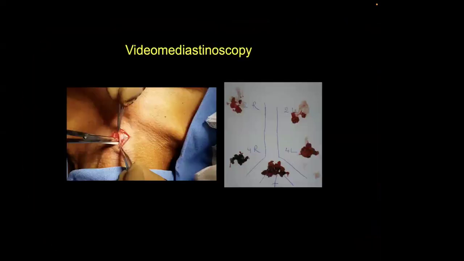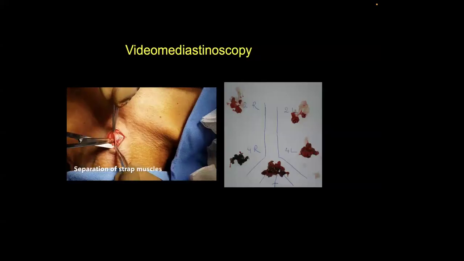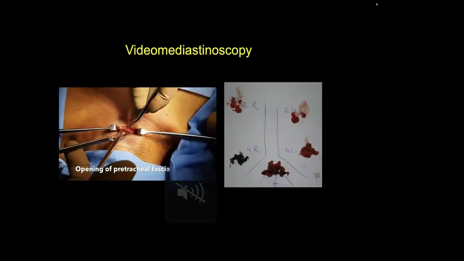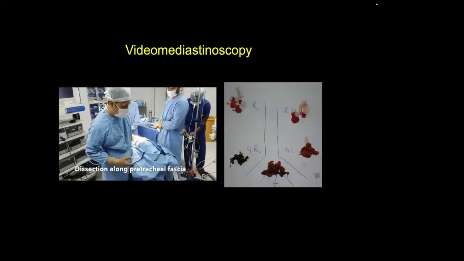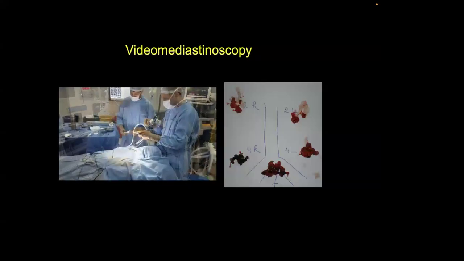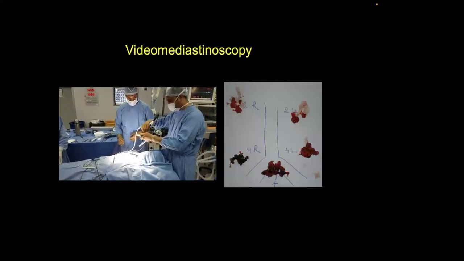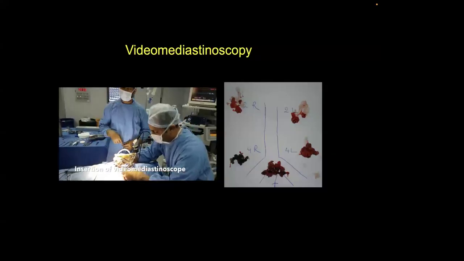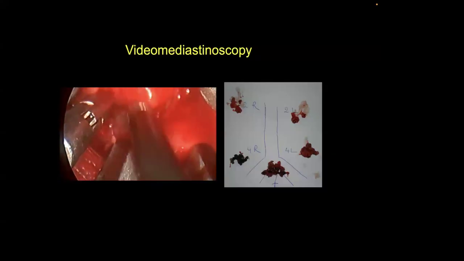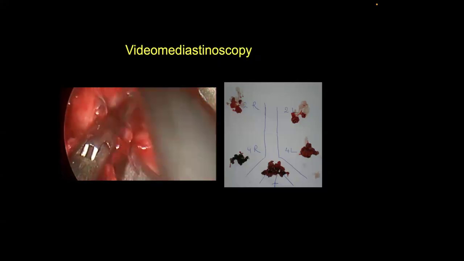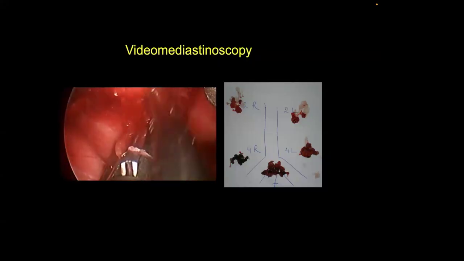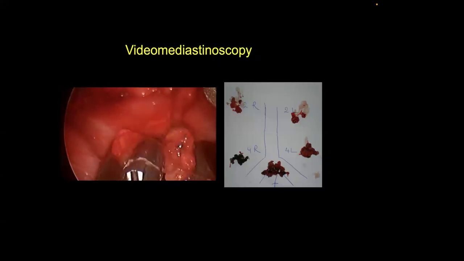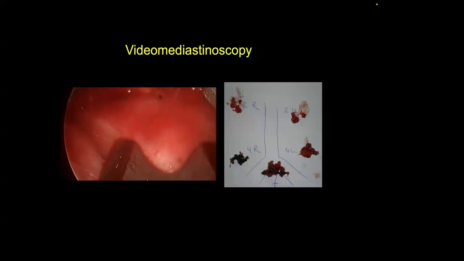Another technique is video mediastinoscopy. Here, a small incision is made in the neck, and we can do a bilateral mediastinal lymph node sampling, the upper and lower paratracheal lymph nodes, and the subcarinal lymph nodes. This is a daycare procedure. We admit the patient in the morning and do the mediastinoscopy. You can remove the whole lymph node by video mediastinoscope, and there is no way that you will not get the answer after doing video mediastinoscopy.